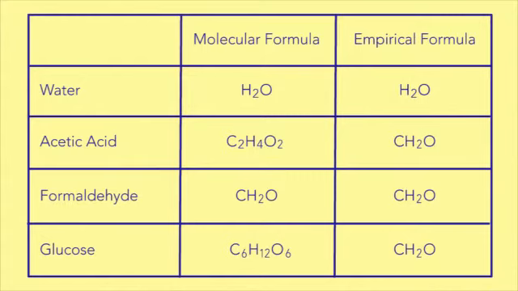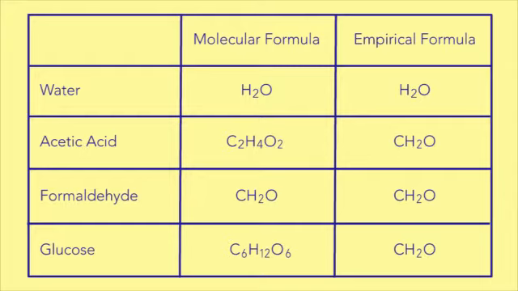Here we have 4 covalent compounds: water, acetic acid, formaldehyde, and glucose. Each has different chemical properties and molecular formulas, but the same or similar empirical formulas. You wouldn't want to drink formaldehyde or acetic acid, but water is of course okay. And as you know, glucose is an important player in cellular respiration. It is also very different from the other 3 compounds.